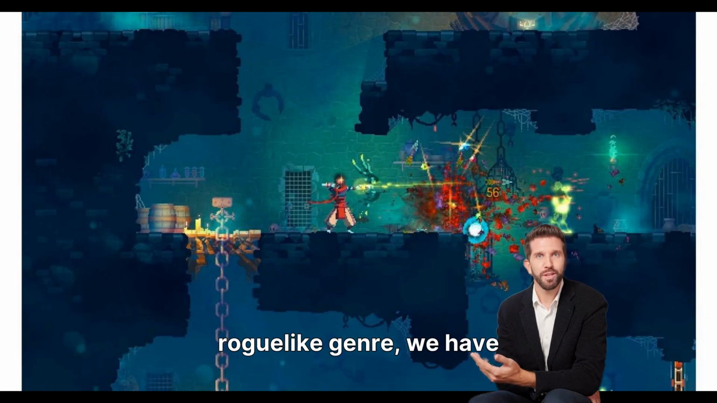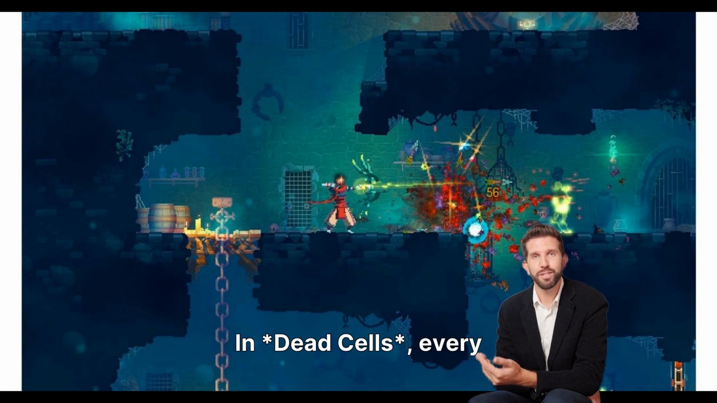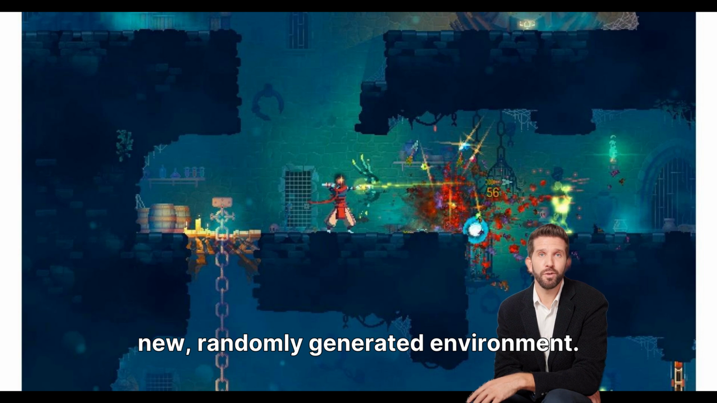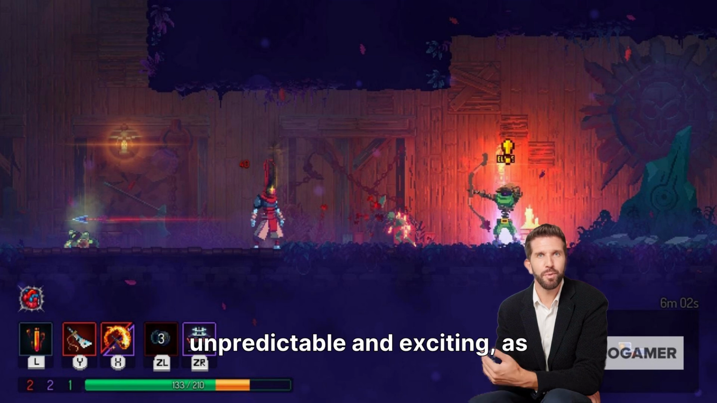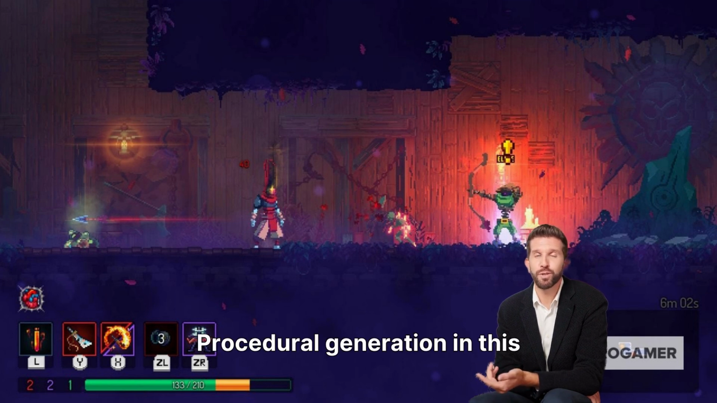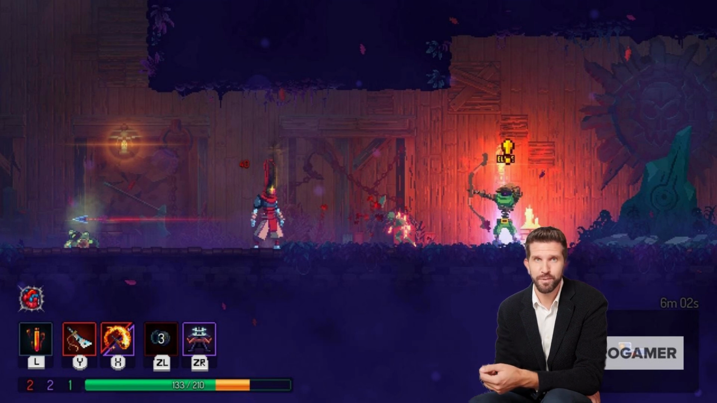Moving on to the roguelike genre, we have games like *Dead Cells*. In *Dead Cells*, every time you die, you start over in a new, randomly generated environment. This keeps the game unpredictable and exciting, as you never know what challenges or enemies you'll face in your next run. Procedural generation in this context ensures that each playthrough is a unique experience, which is essential for replayability.